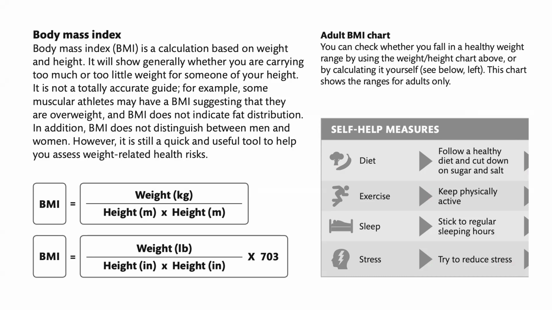So BMI is weight in kilos divided by height in meters times height in meters. You can check whether you fall in a healthy weight range by using the weight-height chart or by calculating it yourself. This chart will show the ranges for adults only.